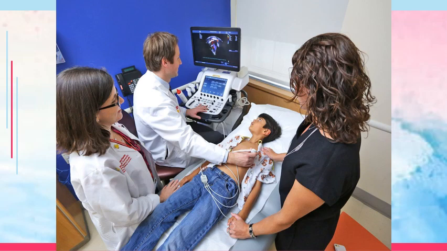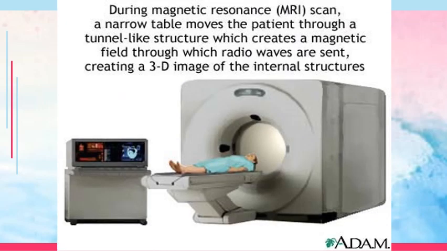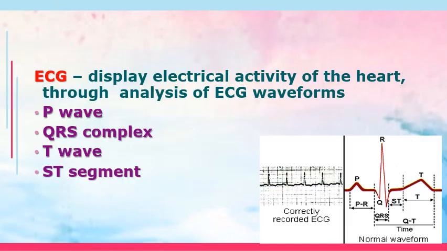Then, MRI. We've encountered MRI several times, so MRI could do your 3D imaging. Your MRI could give us a detailed image of the heart. So you can see your cardiac wall thickness, chamber dilation, valve and ventricular function, and then blood movement through the great vessels. Your great vessels are your SVC, IVC, and then your aorta. Then we have your ECG. Your ECG is able to display the electrical activity of the heart through the analysis of your ECG waveform.